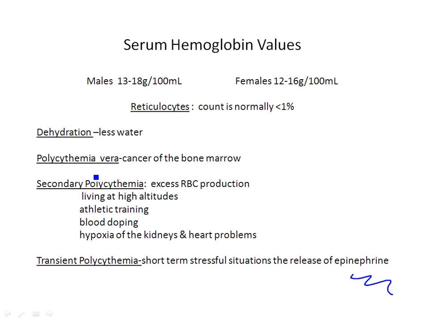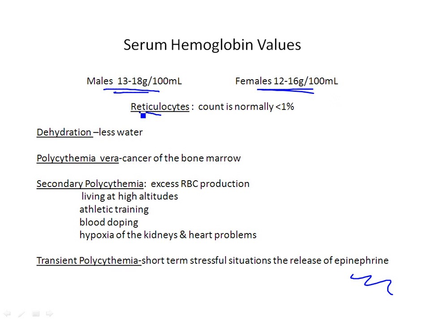I've put up here some normal serum hemoglobin values just for your reference. You don't have to memorize these. Notice that males tend to have a little more hemoglobin than females. This is just a reference point. Anything outside of this value would be considered abnormal, and that would give you an indication that there's some sort of disease process going on. We'll look at some of those disease processes in just a minute.